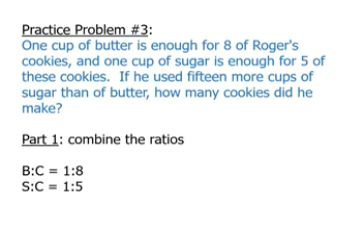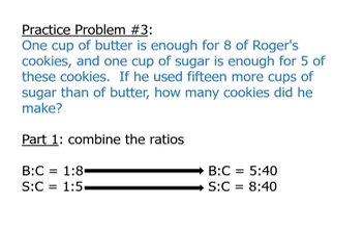We know butter to cookies is 1 to 8. We know sugar to cookies is 1 to 5. The common term here is cookies, and so the least common multiple of 8 and 5 is 40. So we're going to multiply the top ratio by 5 over 5, multiply the bottom ratio by 8 over 8. Now we can put everything together in one big ratio. Butter to sugar to cookies, 5 to 8 to 40.